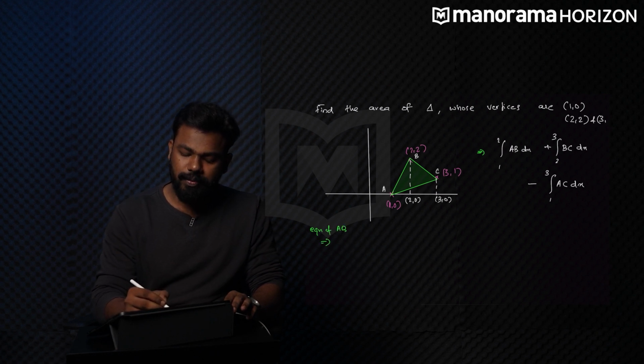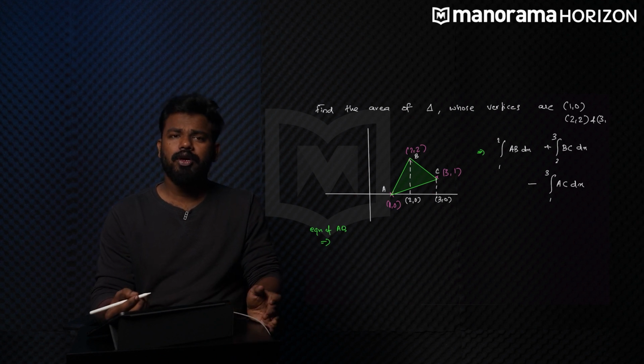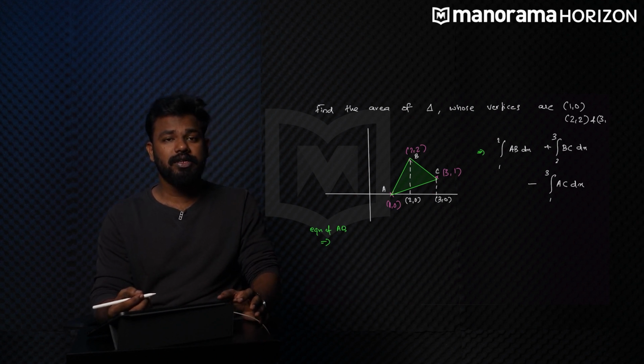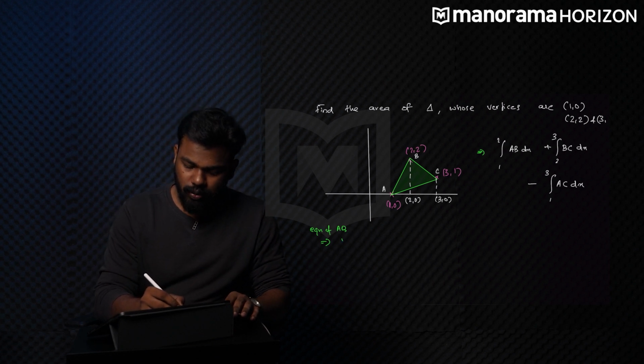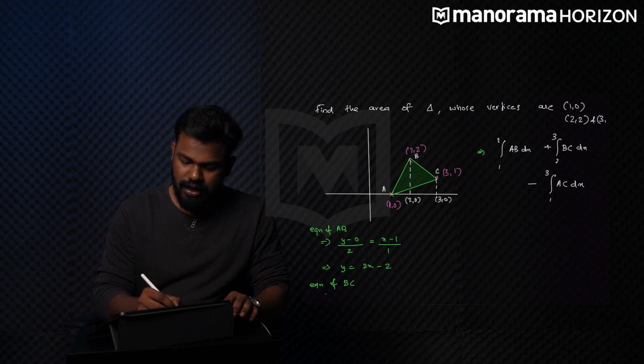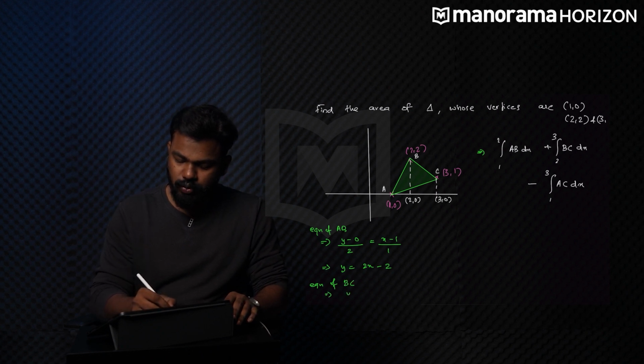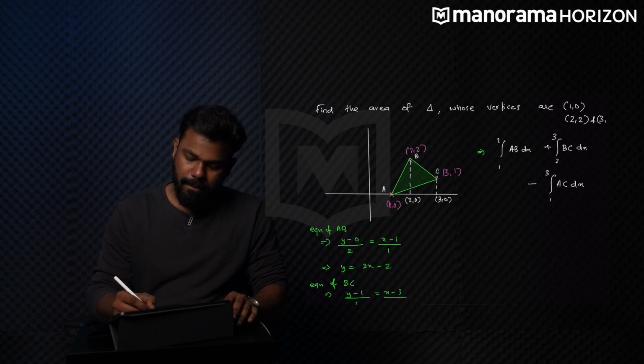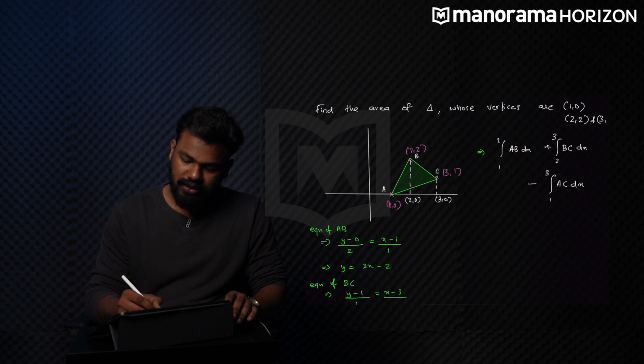So let's find out the equation of AB. You have 1, 0 and 2, 2. So use the two-point form: y minus y1 by y2 minus y1 is equal to x minus x1 by x2 minus x1. So y minus 0 by 2 minus 0, that is 2, is equal to x minus 1 by 2 minus 1. So you will be getting y is equal to 2x minus 2. So this will be the first equation, of AB. The second one, equation of BC, same way, 3, 1 and 2, 2. So you will be getting y minus 1 by 2 minus 1, that is 1, is equal to x minus 3 by x2 minus, that is 2 minus 3, that is minus 1.